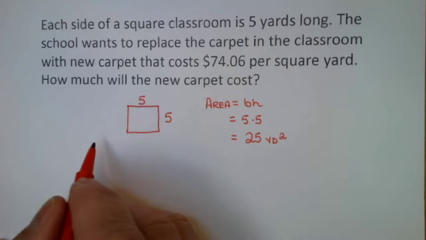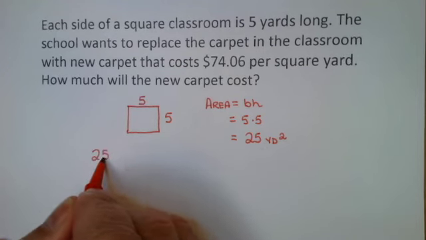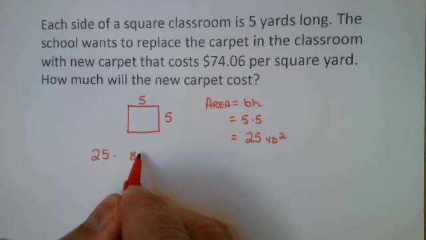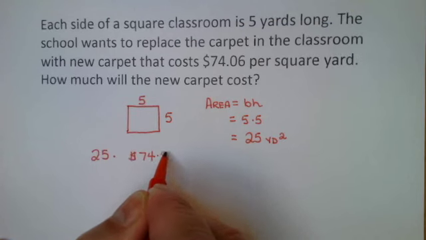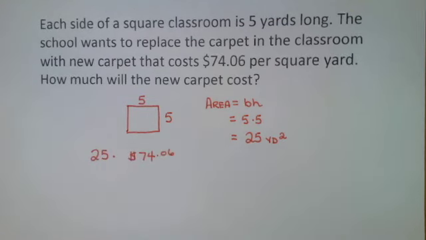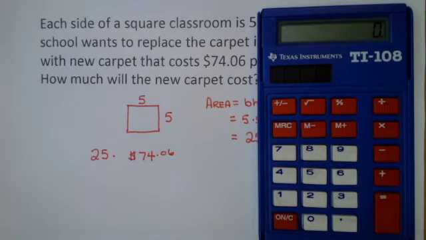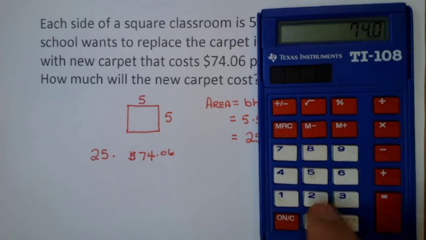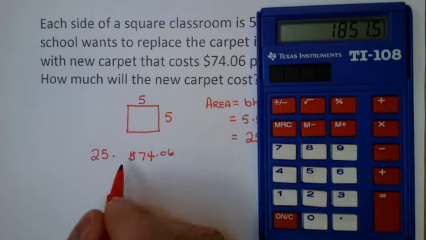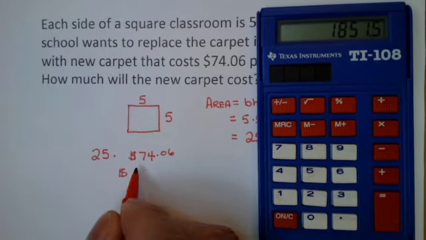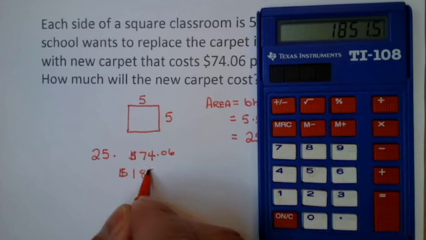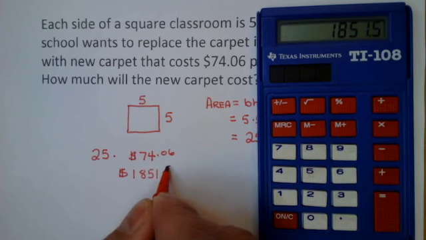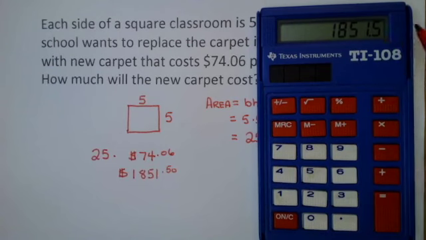For each yard, it's going to cost $74.06. So for 25 yards, I need to take 25 and multiply it by $74.06, and use my calculator. 25 times 74.06 is $1,851.50. This 0.5, there's another zero. Have to put that zero, especially when I'm dealing with money.